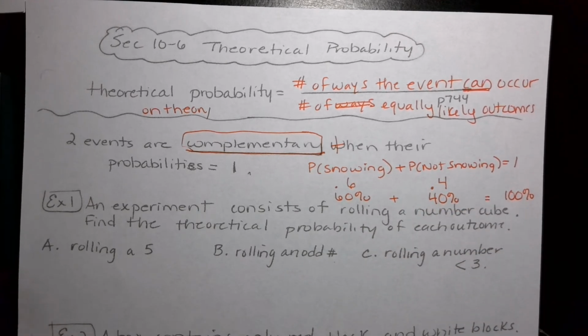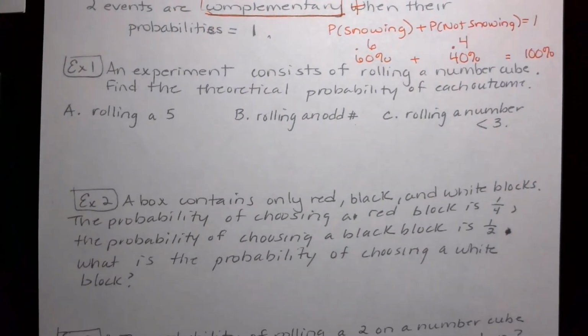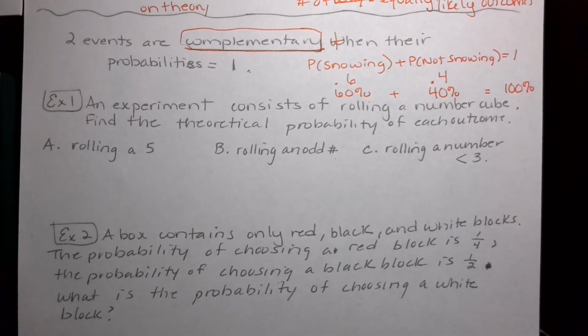Okay? So let's have some fun with this now. This is where I think it gets fun. An experiment consists of rolling a number cube. So one number cube. Find the theoretical probability of each outcome. That means we're not actually rolling it. We're just saying, if we were to do this, what are the chances that this would happen?